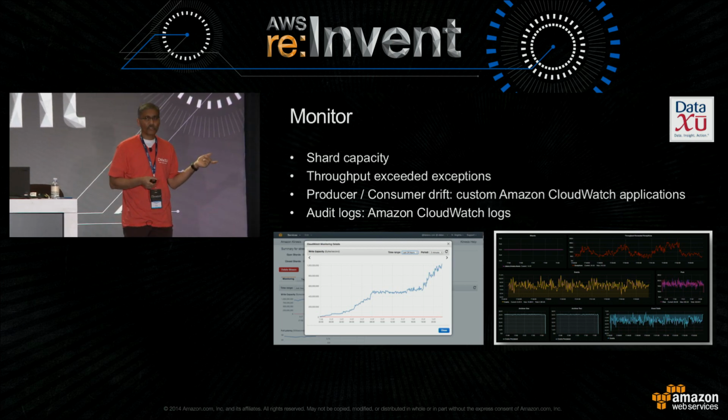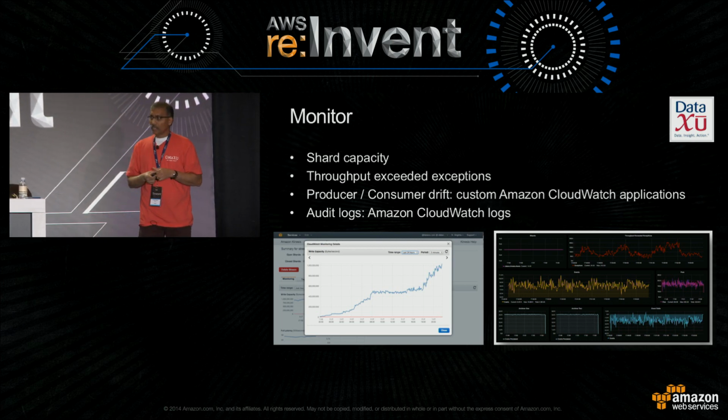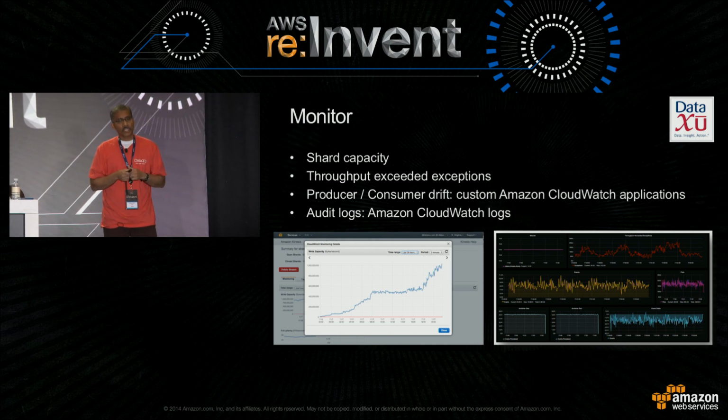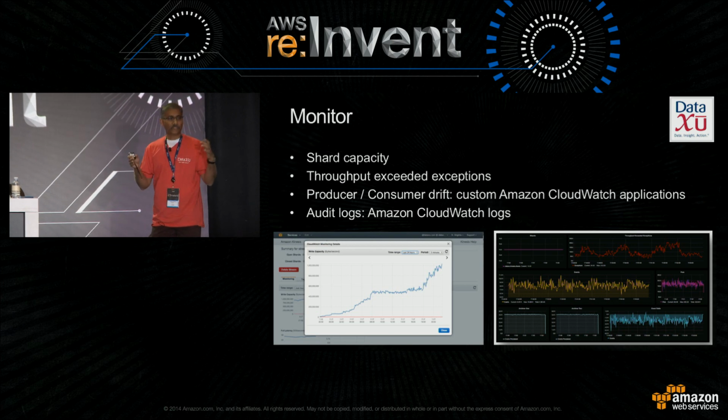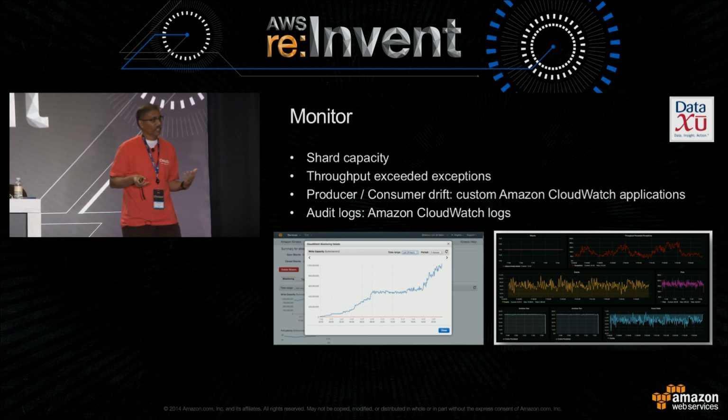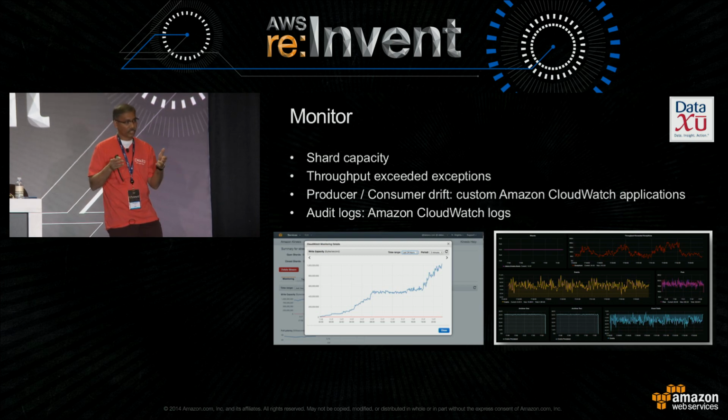Keep an eye on the producer and the consumer drift. The reason why this is important is the producer is producing the data as fast as it can, and the consumer is consuming the data. If there's a drift, you need to know, and you need to react. You need to figure out why. So these real-time dashboard counters will help you diagnose those things.